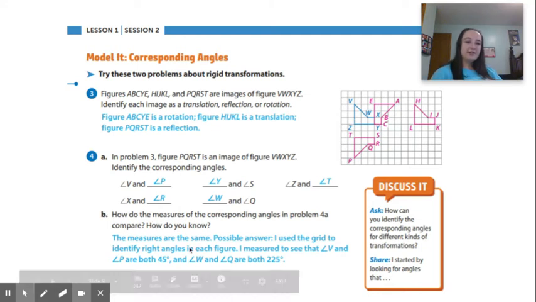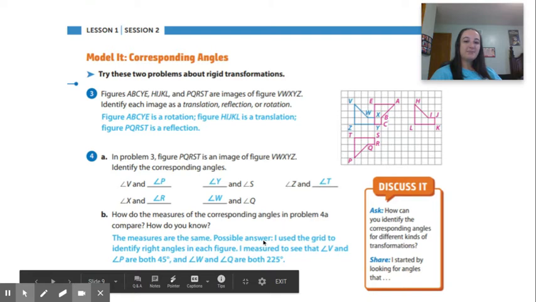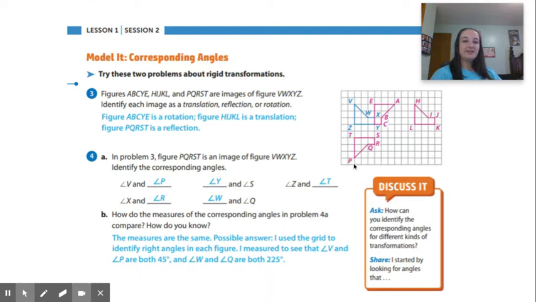So for B, we have again, the measures are the same. We can say that we use the grid to identify all the right angles in each figure. And we see that angle V and angle P are both 45 degrees. They're both our acute angle. Angle W and angle Q are both 225 degrees. They are both our obtuse angle. We could use a protractor to measure the angles, but for now we're just going to say that we know that these are both 45 and these are both 225. Again, if you need a second to write this all down, just pause the video.